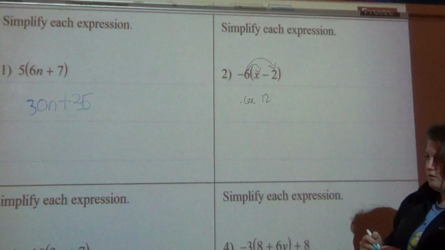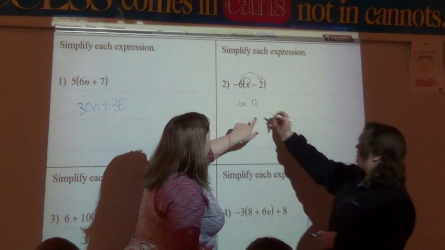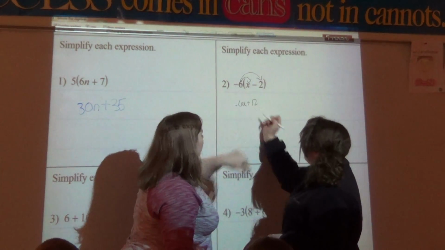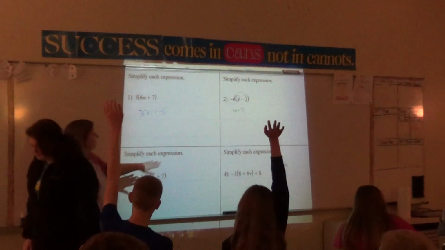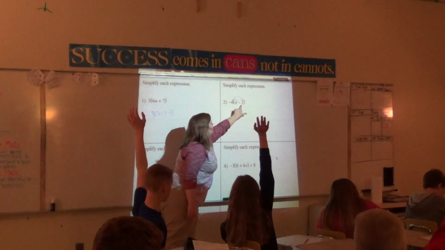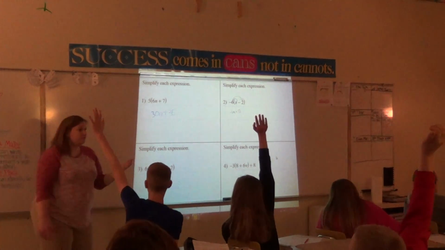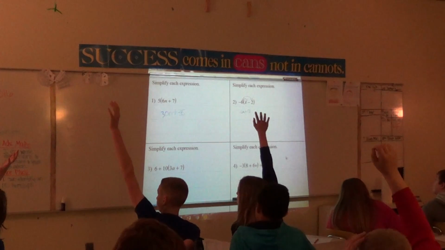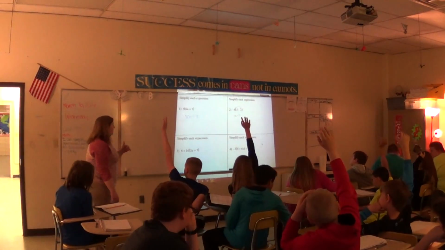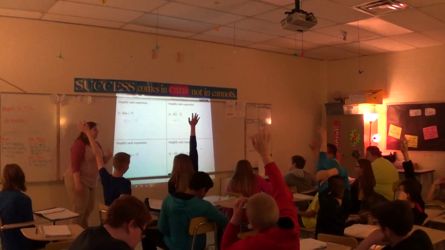Good. And then we want to have something in between them. So a negative times a negative gives me a positive. Very good. So negative 6 times x gives us negative 6x. Negative 6 times negative 2 gives us positive 12. Can we combine those? No. Why not? It's a constant. They are not like terms. Very good. Now on these, first we had to distribute and then we had to combine.